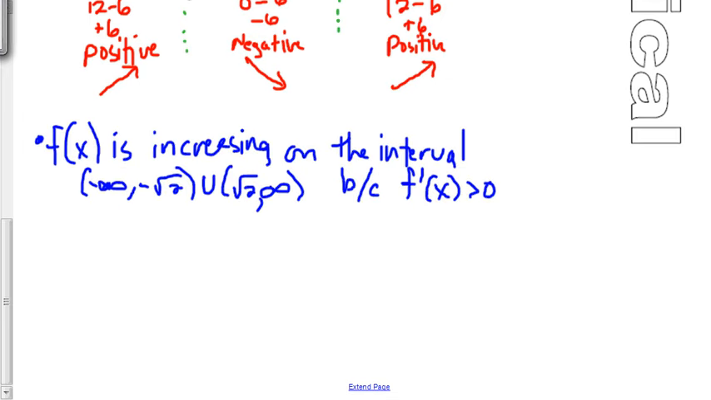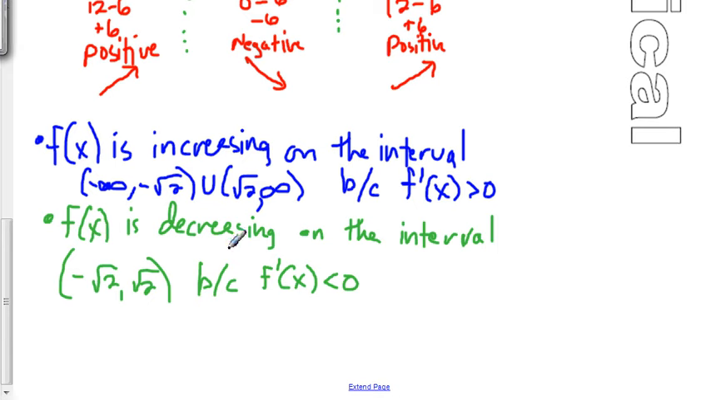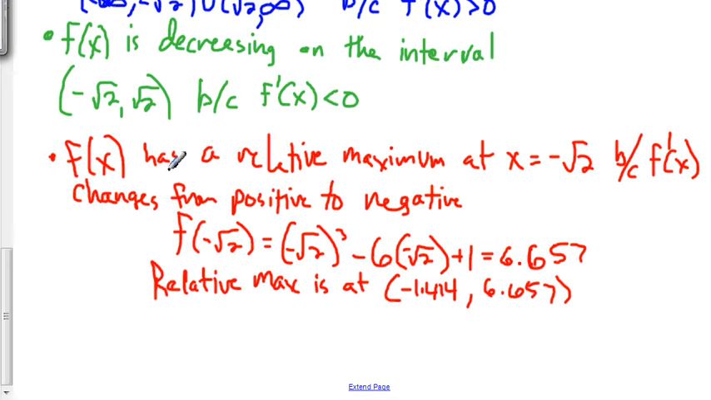First thing we know is the original function f of x is increasing on the interval from negative infinity to negative square root of 2. Again, from square root of 2 to infinity. Why? Because the derivative is positive. The original function f of x is decreasing on the interval from negative square root of 2 to square root of 2 because the derivative is negative on those values. So the original function f of x has a relative max at x equals negative square root of 2 because the derivative changes from positive to negative.